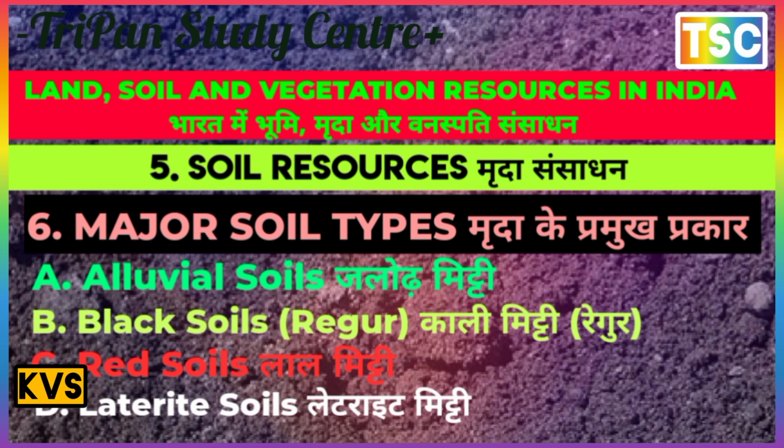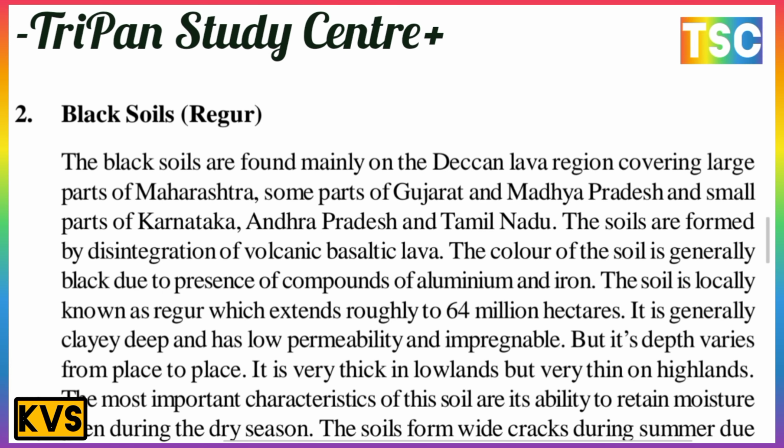The next one is black soil, also called Regur. The black soils are found mainly in the Deccan lava basins and cover a large part of Maharashtra, some parts of Gujarat and Madhya Pradesh, and a small part of Karnataka, Andhra Pradesh and Tamil Nadu. The soils are formed by the degradation of volcanic basaltic lava.